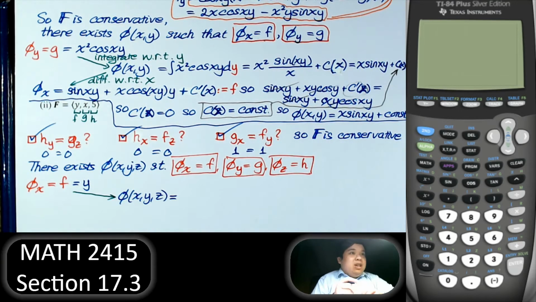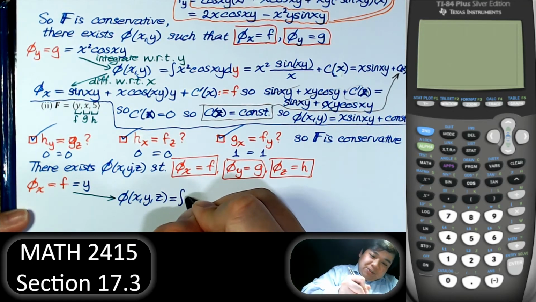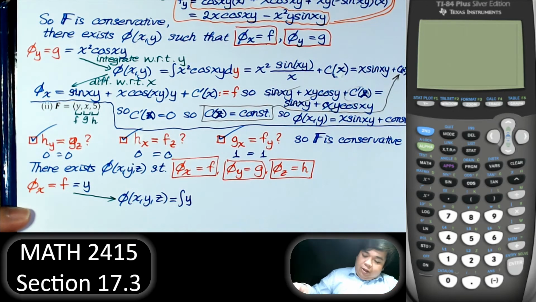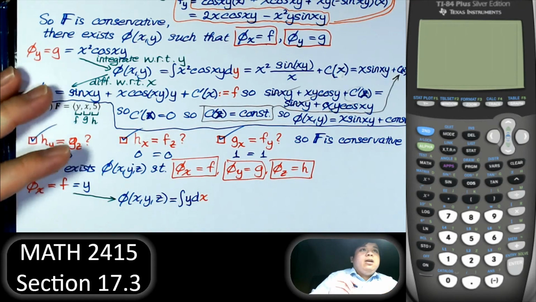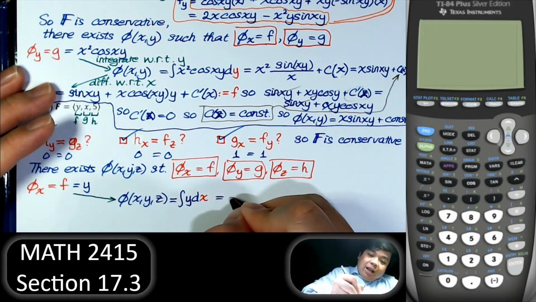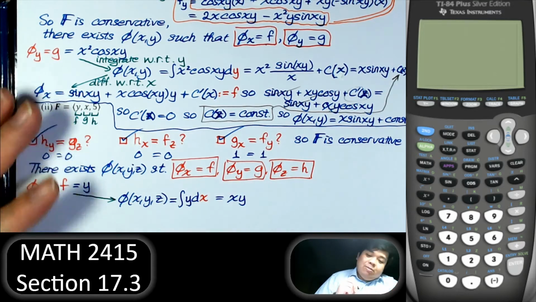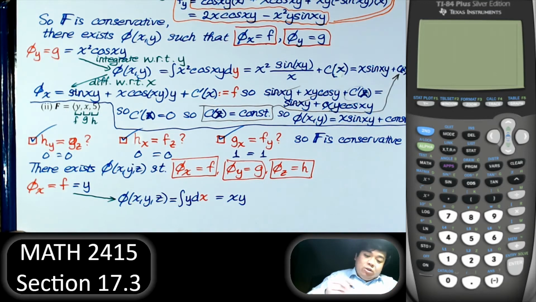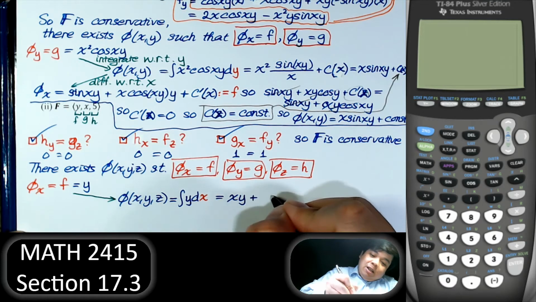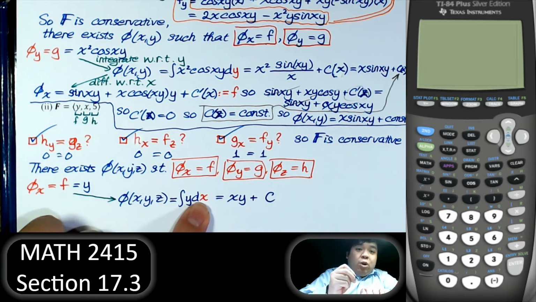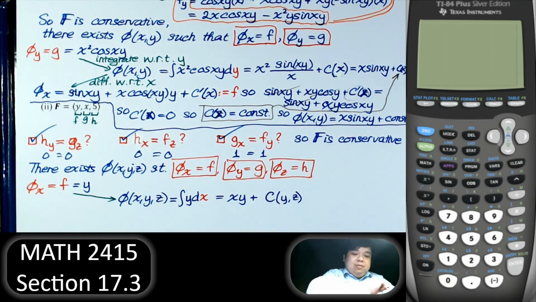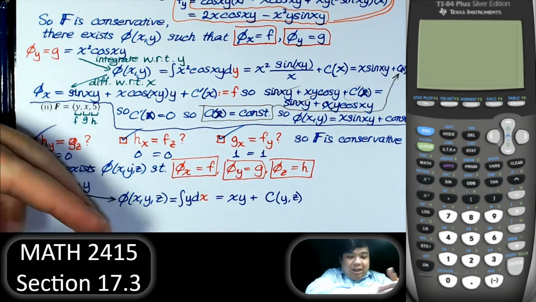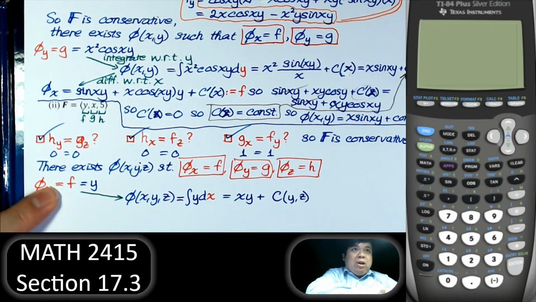Actually, we should start with this example first. Derivative with respect to x. So that just gives us xy, right? Because y is a constant with respect to x. Plus, now we have the constant. Integrating with respect to x, we might have y and z in it. So we integrate this to undo the derivative with respect to x.